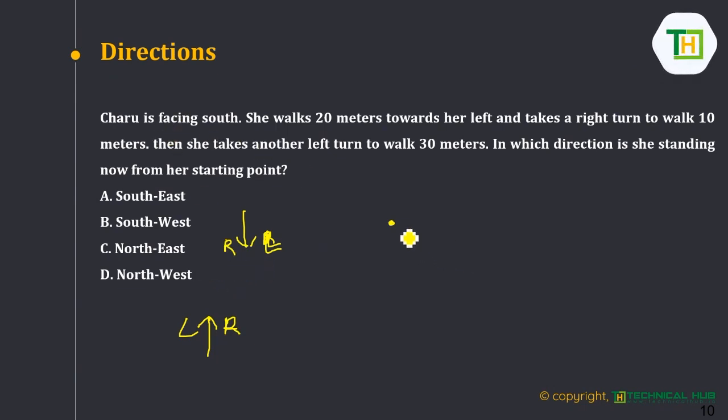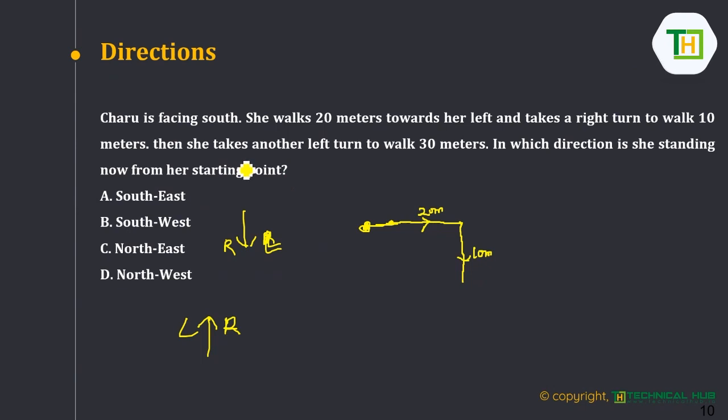So Charu is facing south. She walks 20 meters towards her left. Towards her left means in this direction, 20 meters. And takes a right turn to walk 10 meters. So this is the right turn, and this is the 10 meters. This is the 20 meters and this is the 10 meters.